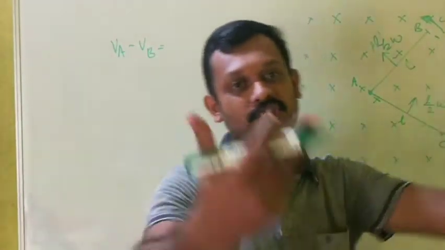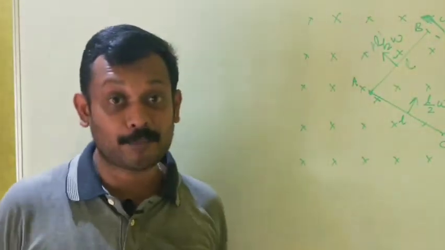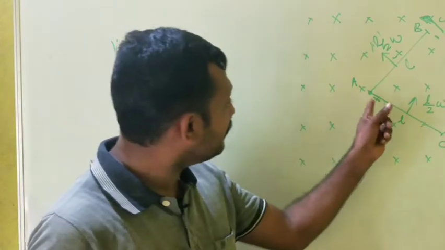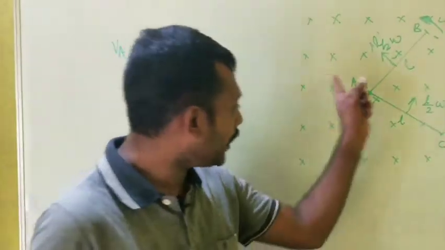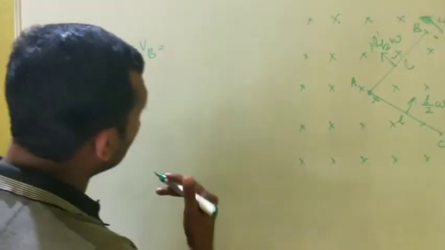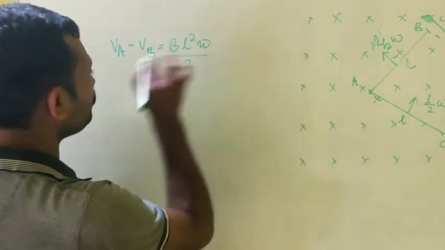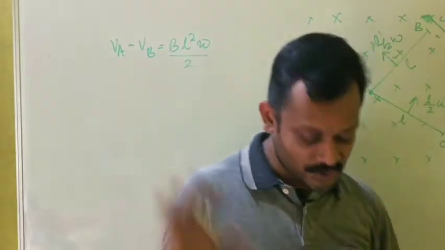Treat each rod separately. Don't think that there are two rods and so it is a complicated problem. Just think that rod AC is not here, and consider only rod AB. In this case, VA minus VB is equal to BL square omega divided by 2, which we have seen in the previous discussion.